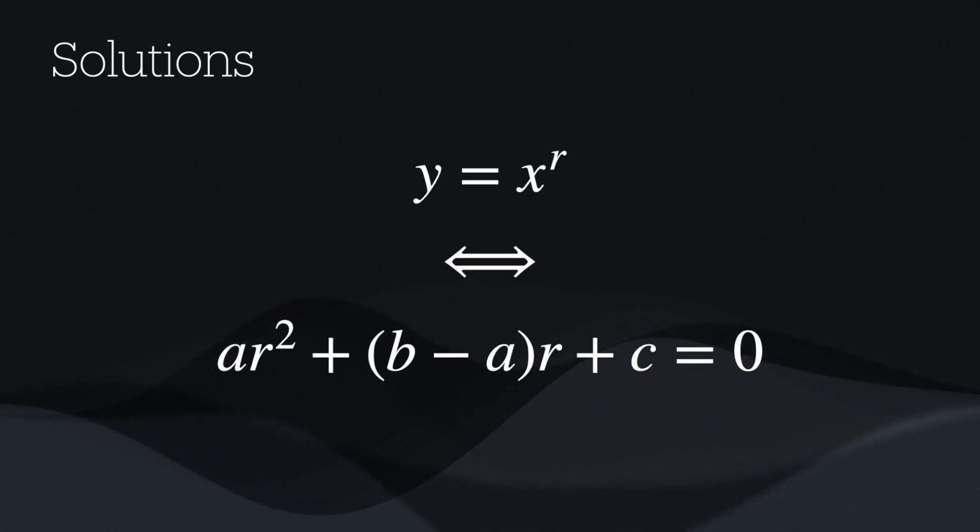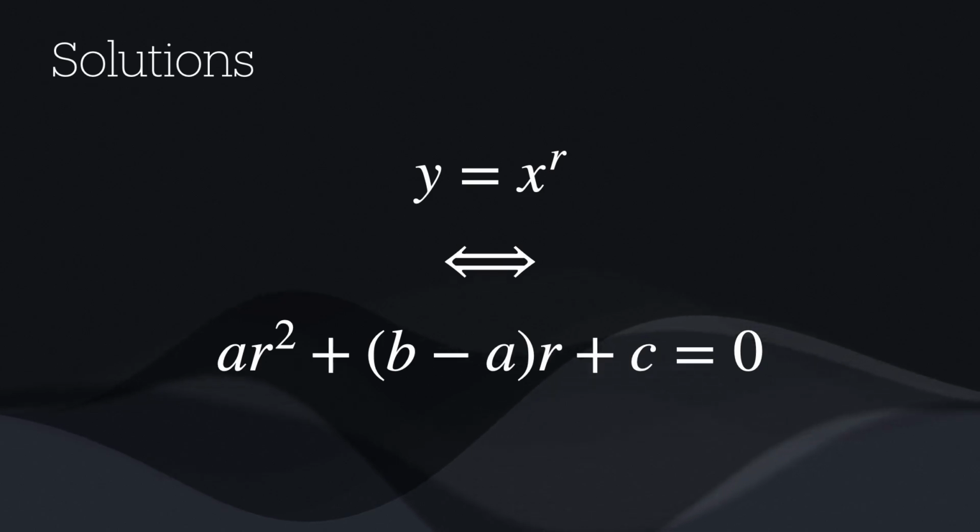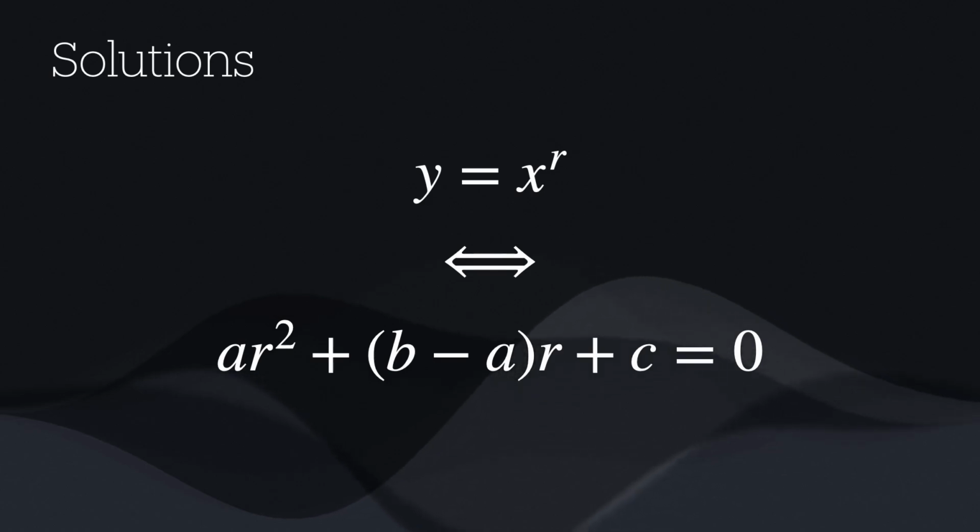As you can see, x to the r is a solution to the equation if and only if ar squared plus (b minus a)r plus c equals 0. The equation involving r is called the characteristic equation. In this case, it is a quadratic equation, and you can find the two solutions using the quadratic formula.